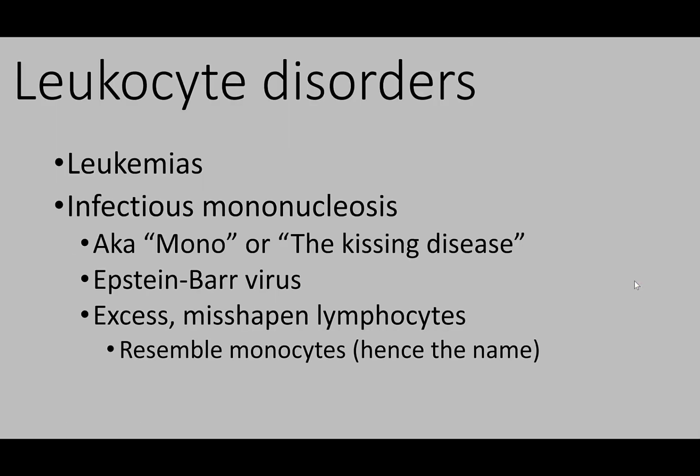So initially, it was thought that mononucleosis was something to do with monocytes, but it's not. It's causing lymphocytes to resemble monocytes, and that's how it got its name. The lymphocytes have a nucleus that resembles a monocyte. So mononucleosis: lymphocytes infected, resembling monocytes.